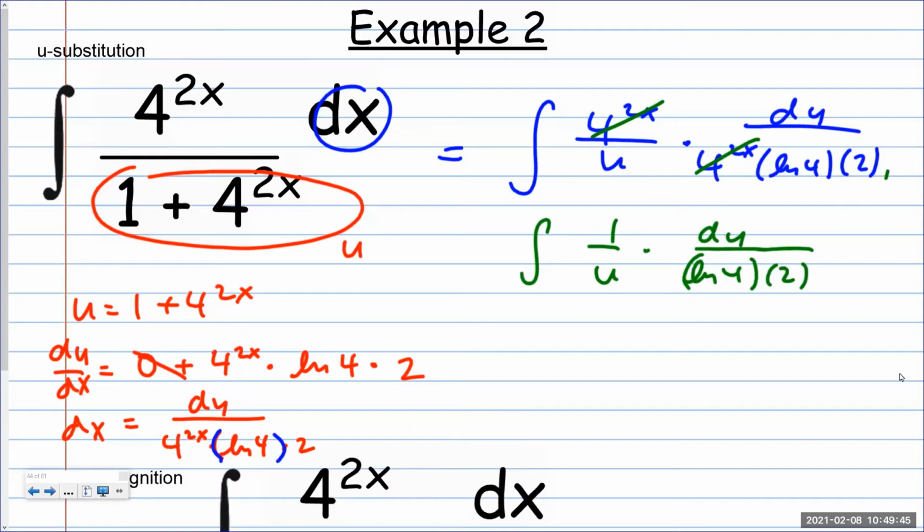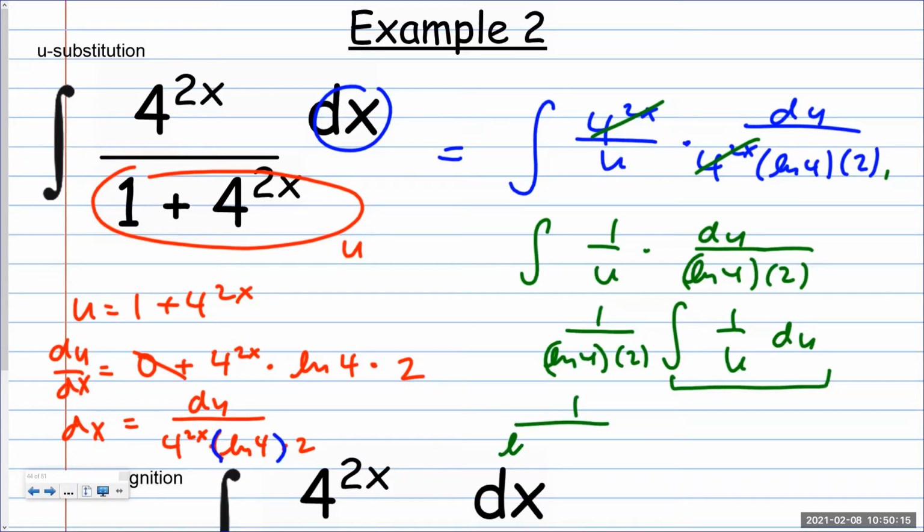Okay, this is really messy. Pull out your scalars. Do you see it? Very good. 1 over ln of 4 times 2 is your scalar. So inside you have the integral of 1 over u du. I know they don't look like scalars, but the ln of 4, you could put it in your calculator. It's like an e or a pi. Okay, so guys, is this on my formula sheet? Yeah, what is the integral of 1 over u du? ln of u.